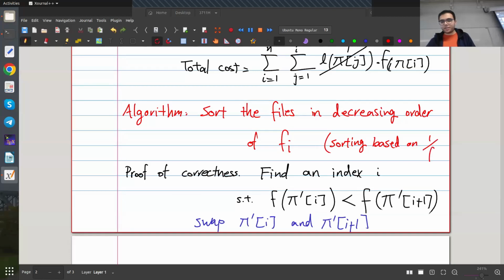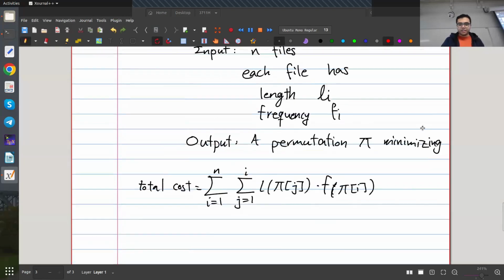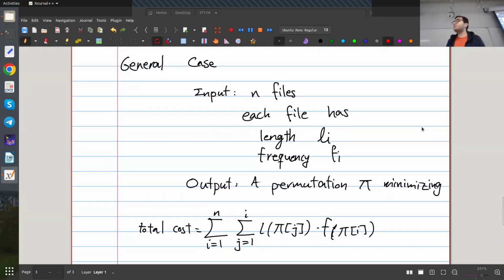That's how you can think of this. Because I'm sorting based on Fi in decreasing order, it's like sorting based on 1 over Fi in increasing order. Okay. So what do you suggest I do here?